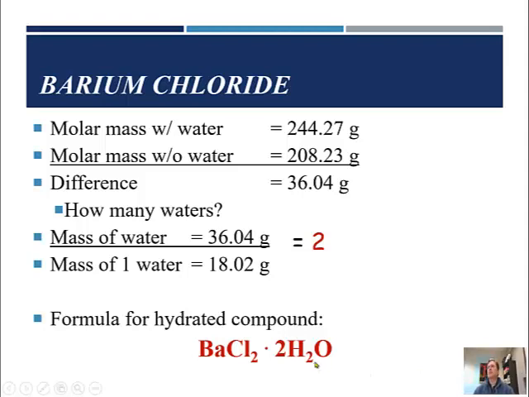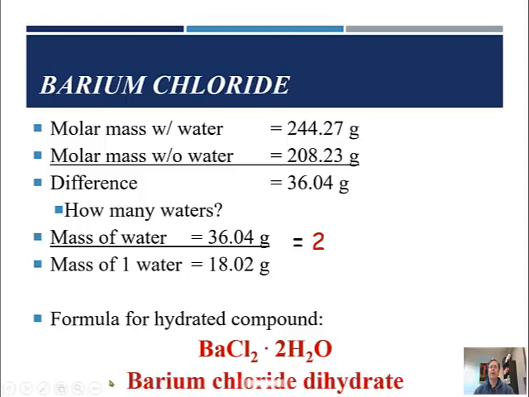How would you name this? See if you can write the name really quick. All right, the name is real simple. The first part is the same way we're doing, barium chloride. And then remember our prefix in covalent for 2? It's di, so barium chloride dihydrate is the name of this compound.